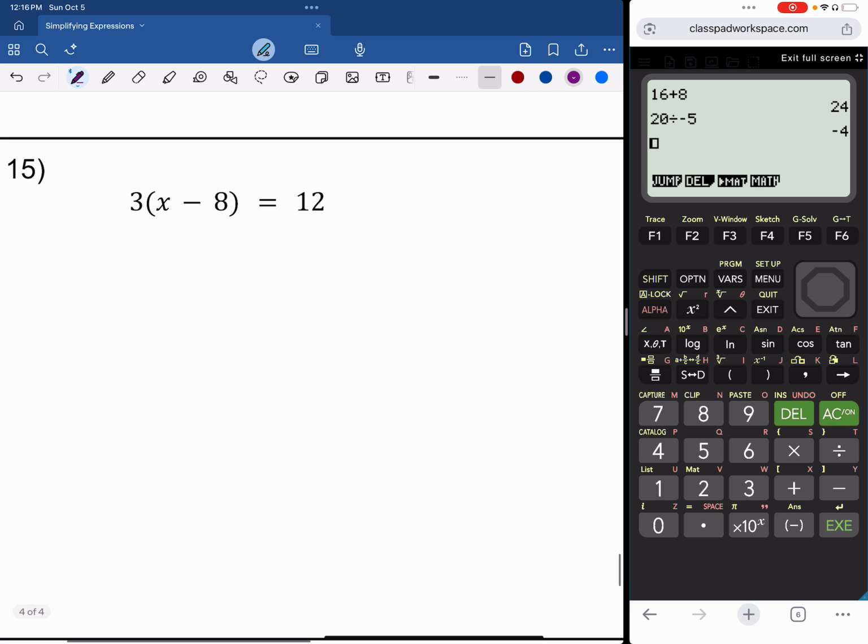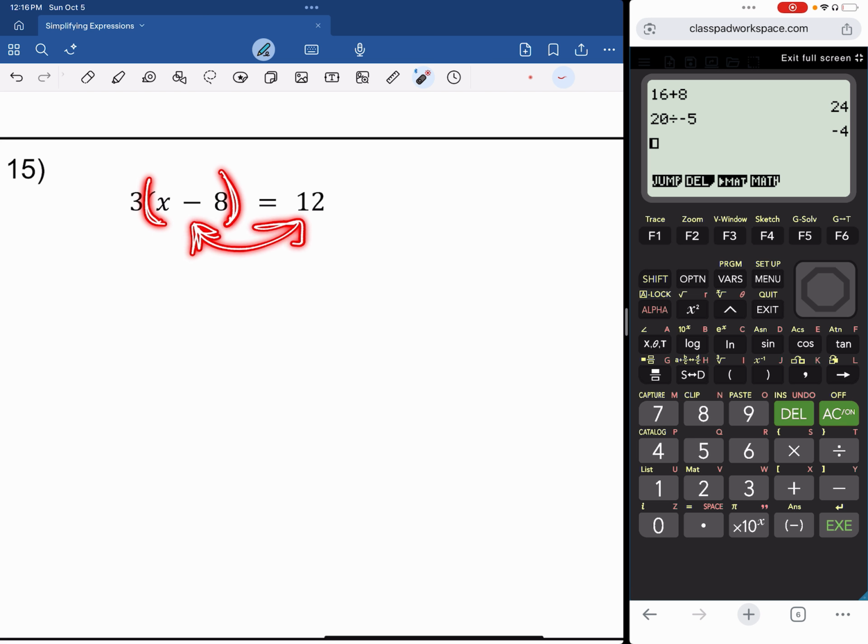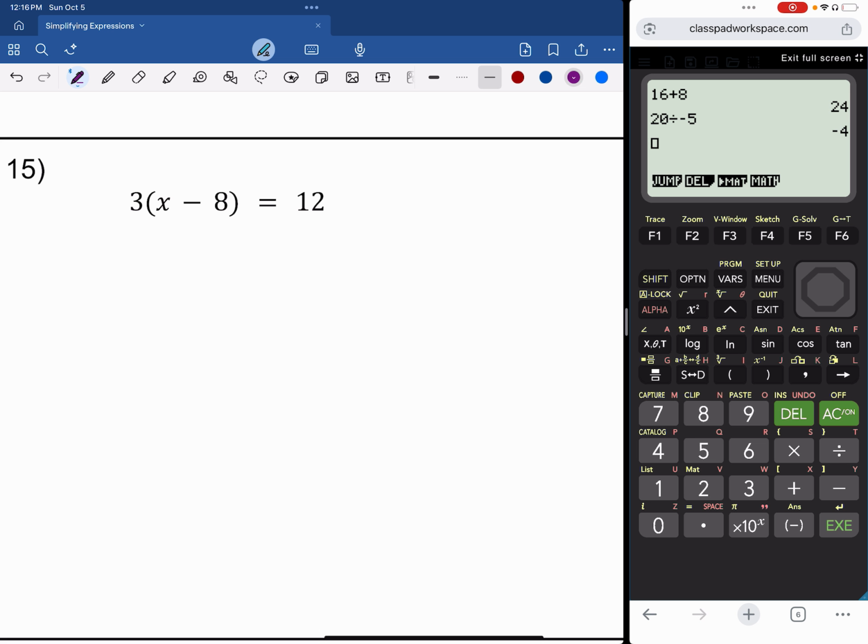Our next question is 3 times (x minus 8) is equal to 12. So now it's leveling up a little bit. We've got a distribution to do here. Anytime you see parentheses and a number outside, we're always going to distribute first before we start moving anything to the other side. So 3 times x is just 3x. 3 times negative 8 is negative 24, and that is equal to 12.